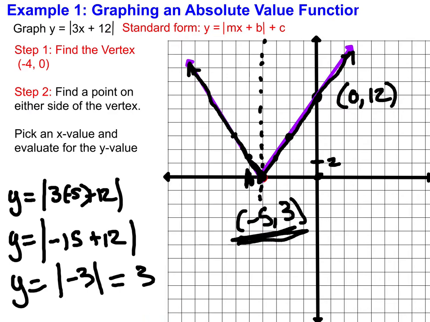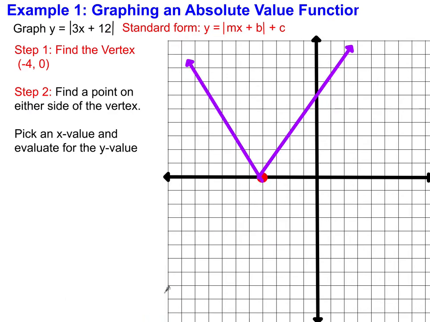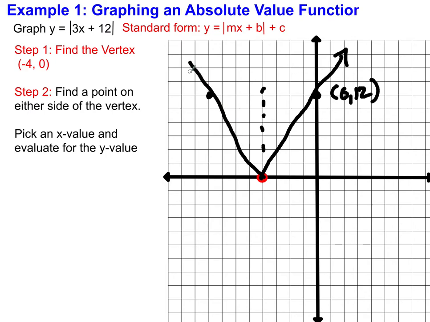So what does this mean? It means after I figured out, let me erase this, it means after I figured out the point 0, 12, 1, 2, 3, 4, 5, 6, 0, 12, I could have just come over here to the line of symmetry, 1, 2, 3, 4, and gone 4 more, 1, 2, 3, 4, and there's another point on my graph. And then I could have drawn it through those 2 points. And that's my graph.